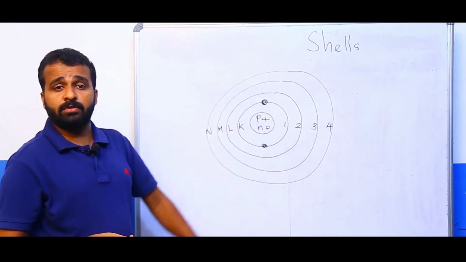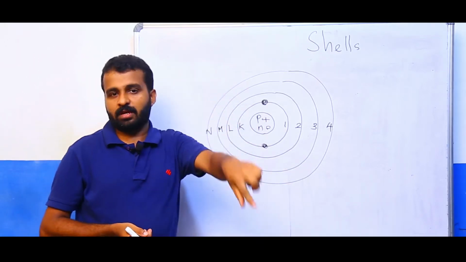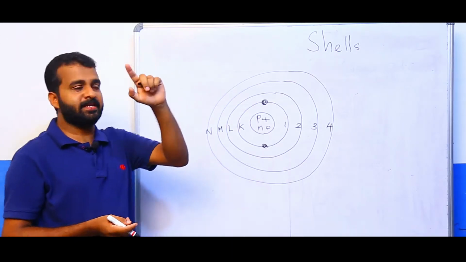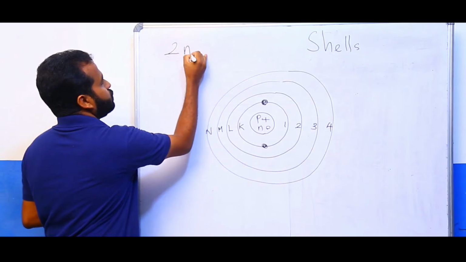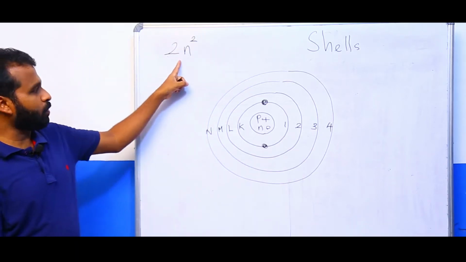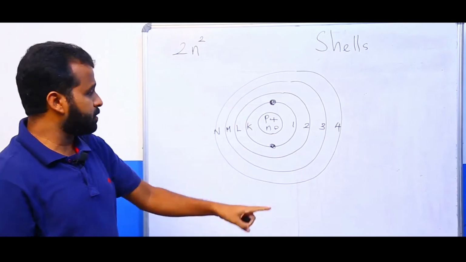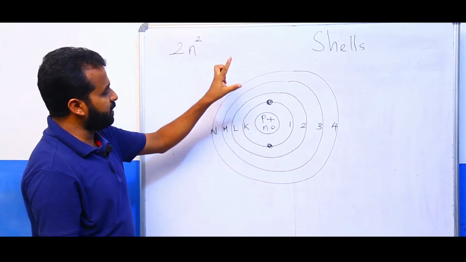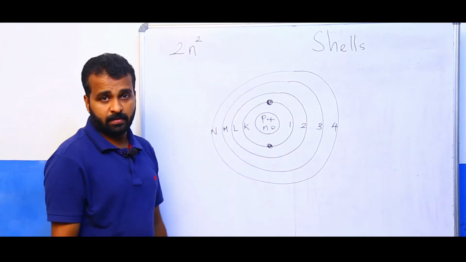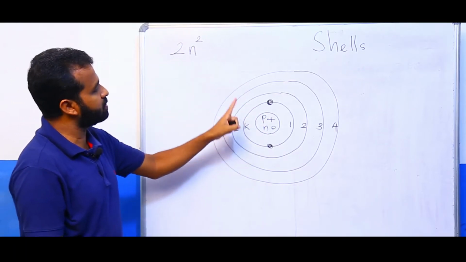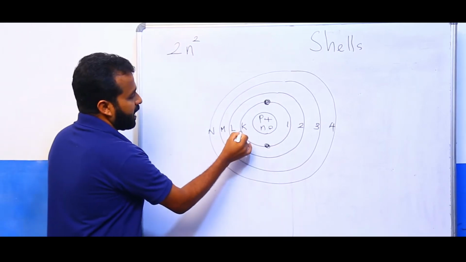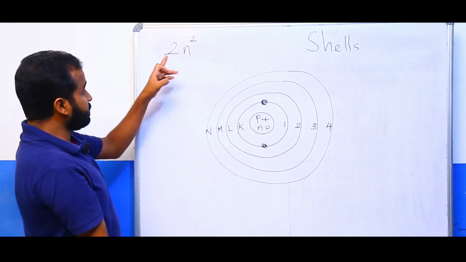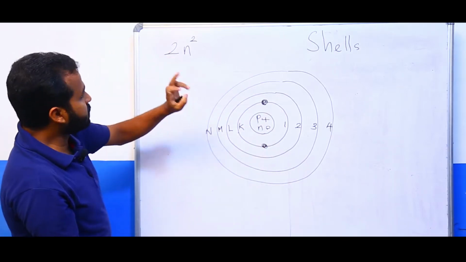We have an equation to find the number of electrons accommodated in each shell. Anyone can say what that equation is? Good. 2n square. By using this equation we can find the number of electrons present in each shell. How is it possible? Suppose we want to find the number of electrons in the first shell K. Listen, K is the first shell. It can accommodate a maximum of 2 electrons. By using this equation we can find it.